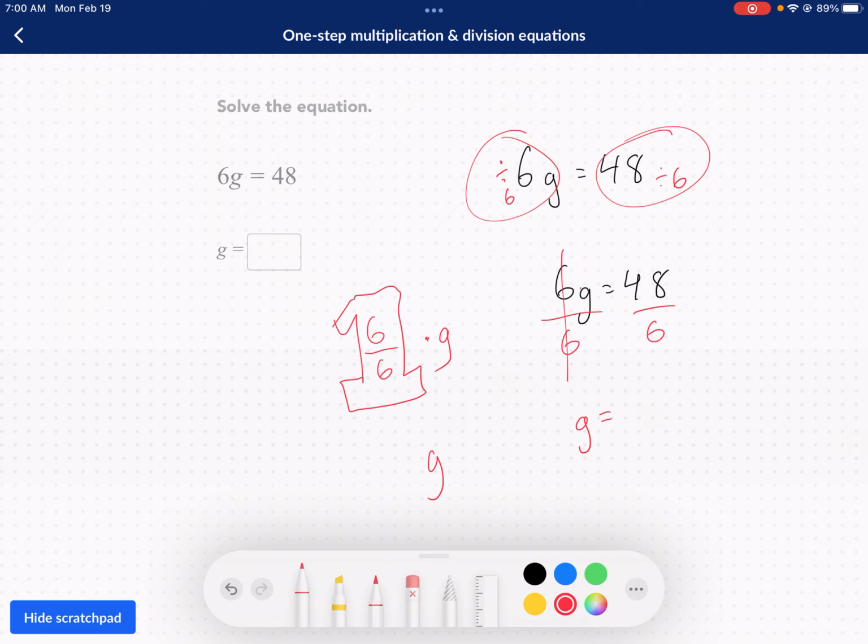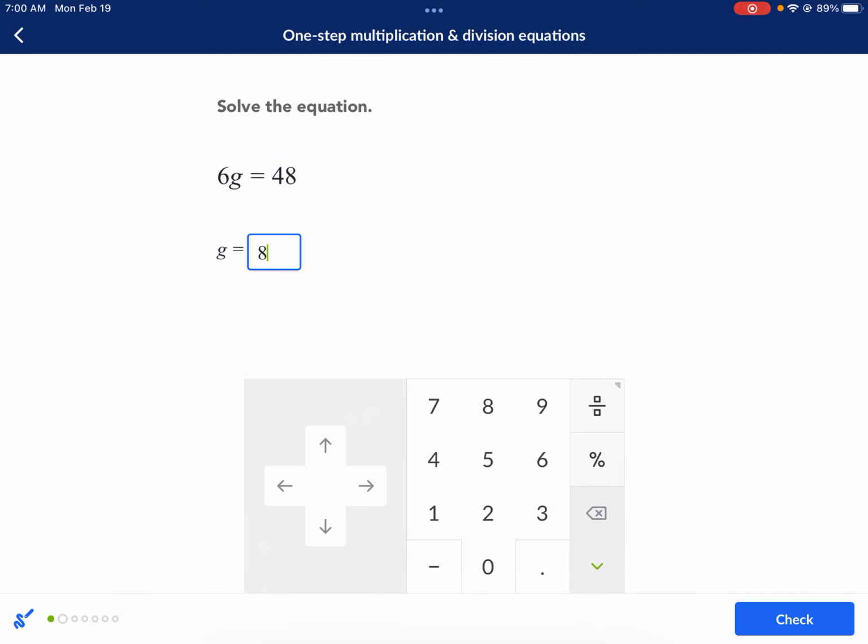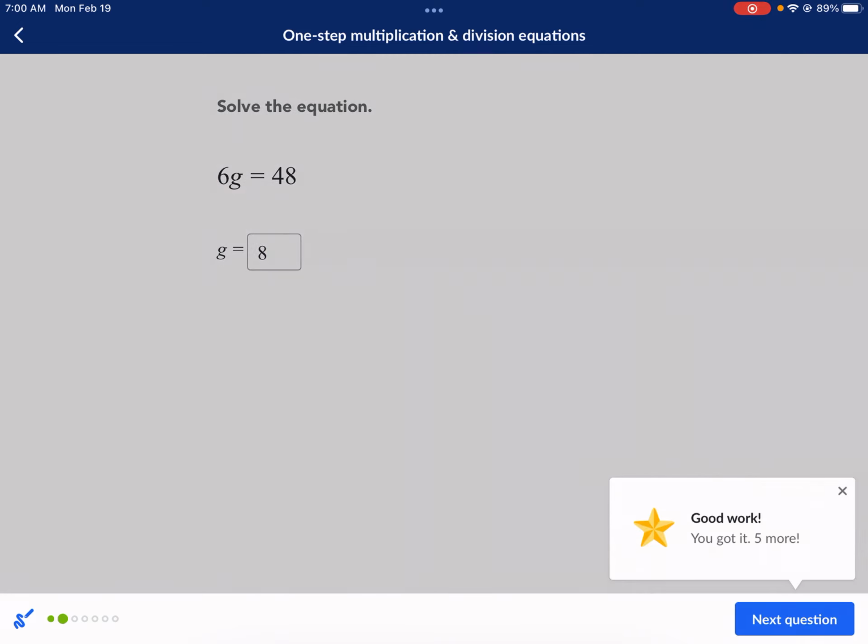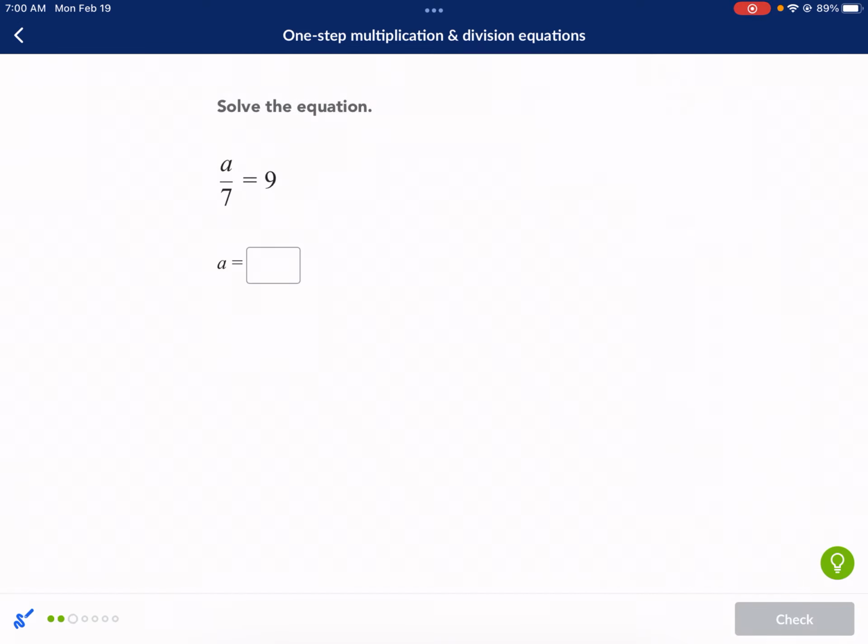Now I just have 48 divided by 6, and that is going to give me 8. And 8 is going to be my final answer. And you can even check it. I'll show you how to check it in the next one.